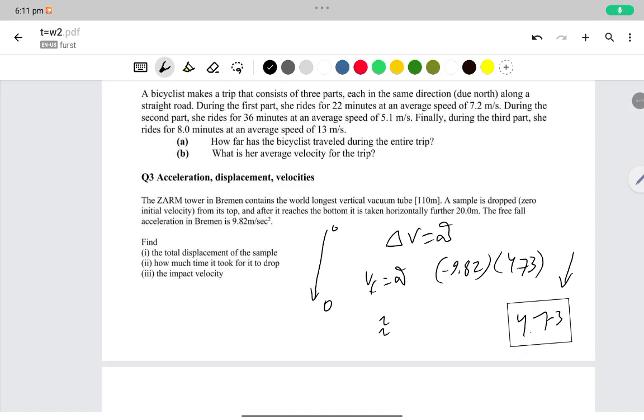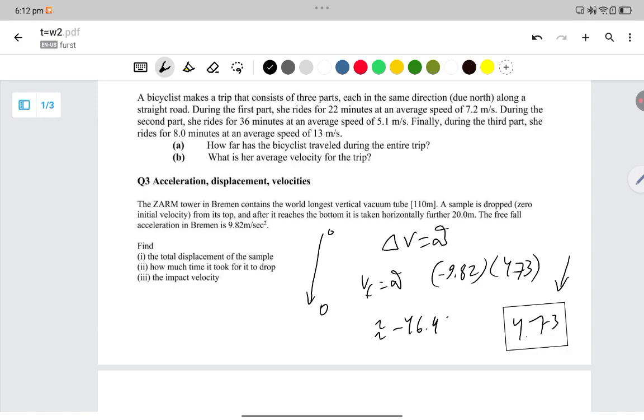Which is equal to about negative 46.45 meters per second. It's negative because it's traveling downwards, or you could say it's positive, it doesn't really matter. And what's the direction? Because velocity is a vector, the direction is straight down.